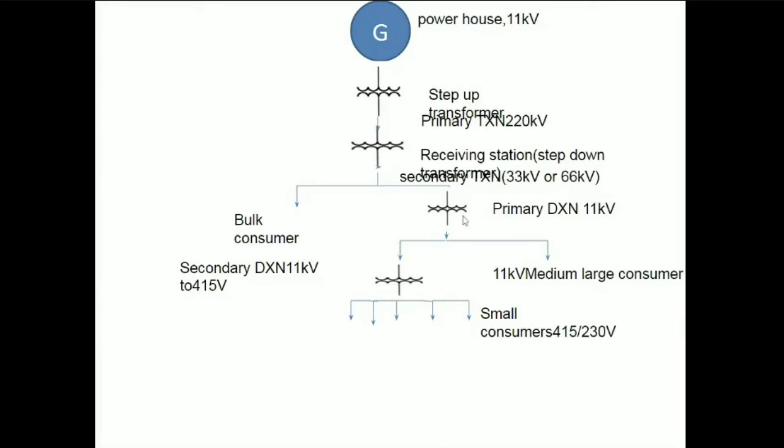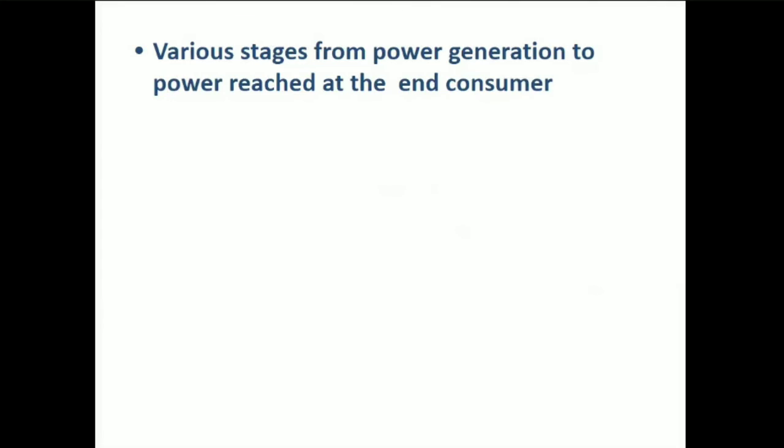It finishes at a primary distribution substation where this voltage is stepped down to 11 kV, and we are having the primary distribution section. Then it goes to a distribution transformer where the voltage is being stepped down to 415 or 230. Then we are having the secondary distribution section. Here it feeds small consumers. This is the one-line diagram of a power system.